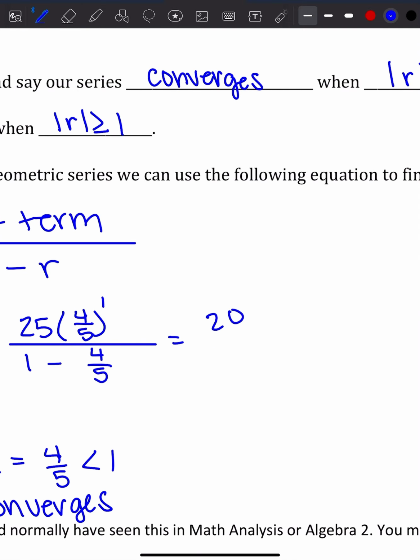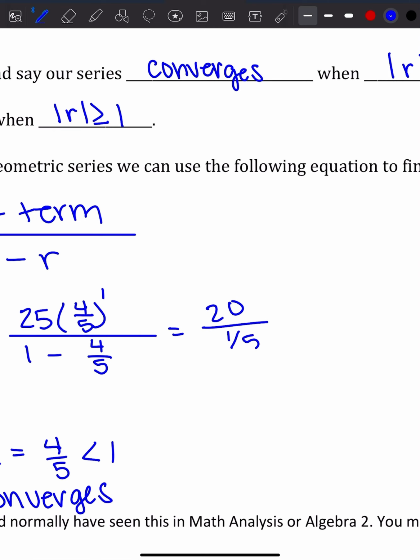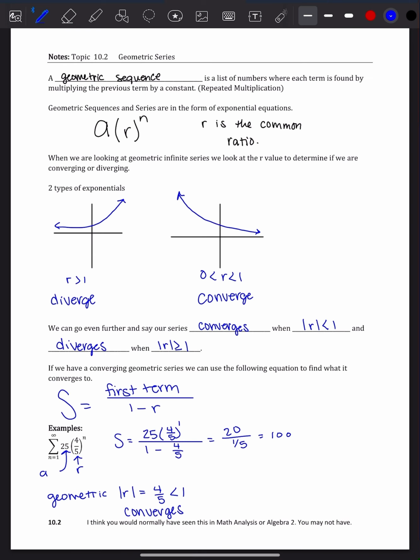We figured out what that was just a little while ago. This is 20 divided by 1 minus 4 fifths, which is 1 fifth. So we have 20 divided by 1 fifth, or 20 times 5 over 1, which equals 100. So the sum of 25 times 4 fifths to the n power starting at 1 is going to equal 100. This makes sense because as we kept adding on terms, we are getting closer to 100, and we just would have never passed 100.